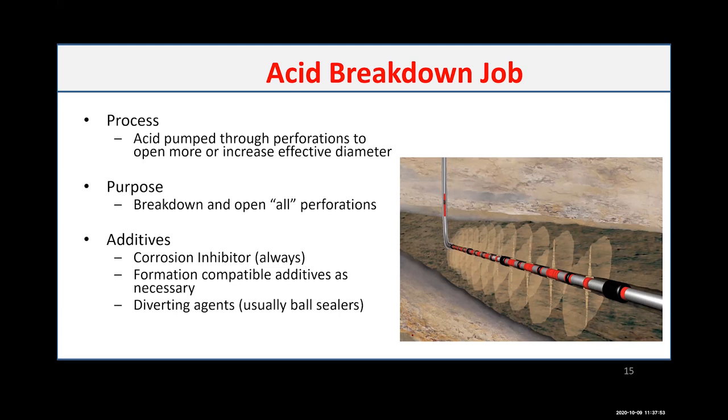Another treatment is called acid breakdown job. In this case, you are mainly trying to affect the perforation. Usually when you have a new well and you have perforated with a perforating gun, there will always be debris inside the perforation tunnel. So what you would like to do is pump some acid, try to remove this debris and increase the effective diameter of the perforation. We call it acid breakdown job, or sometimes just a breakdown job.